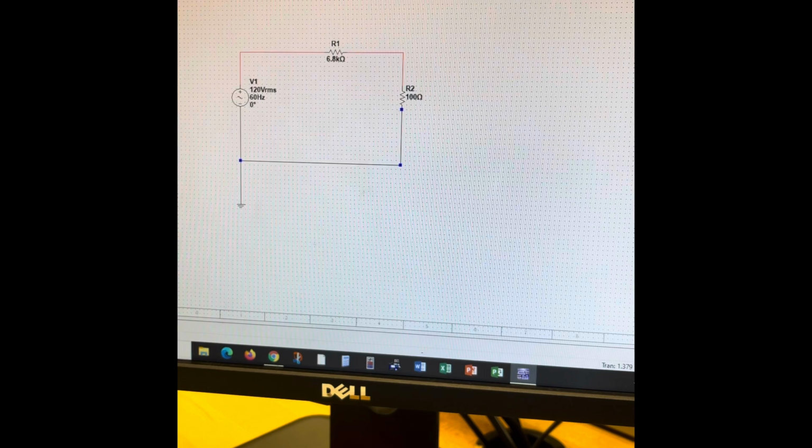And now we're going to bring out our oscilloscope. Channel A, which is channel 1, will go to the positive side of the voltage source, and the other side will go to the negative. While channel B will go to R2, top side of R2, and then the bottom side of R2. Alright.